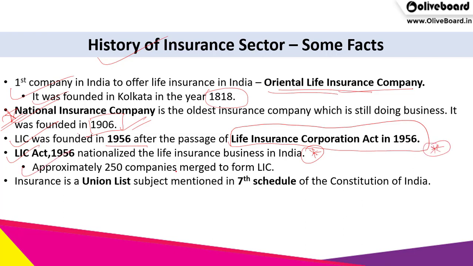Approximately 250 companies were operating before LIC was formed. All of them got merged because the sector got nationalized. The government merged all those companies and formed the Life Insurance Corporation.